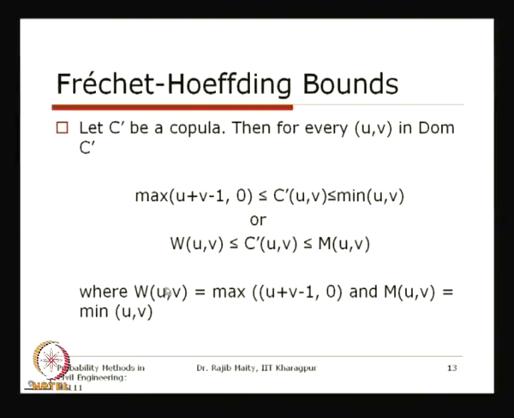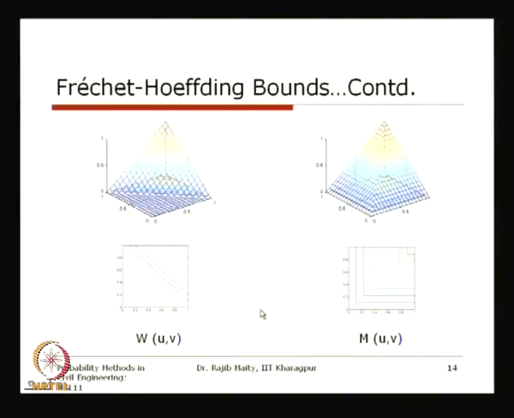The lower bound is the maximum of u plus v minus 1 and 0, and the upper bound is the minimum of u and v. How do these bounds look? We will see that now. First we will take the lower bound. These are the two surfaces that we have drawn, the lower bound and the upper bound, and these are their corresponding contour diagrams.